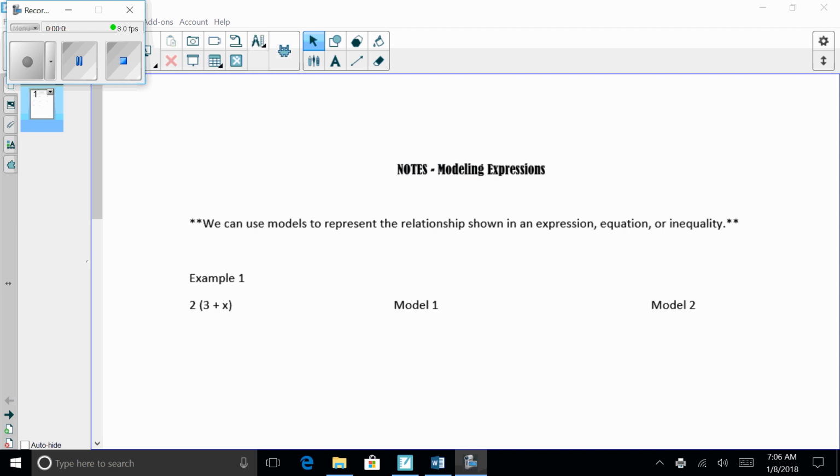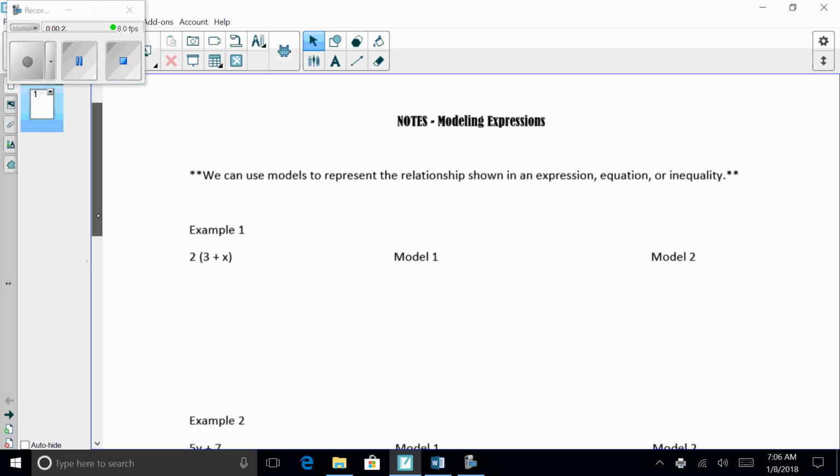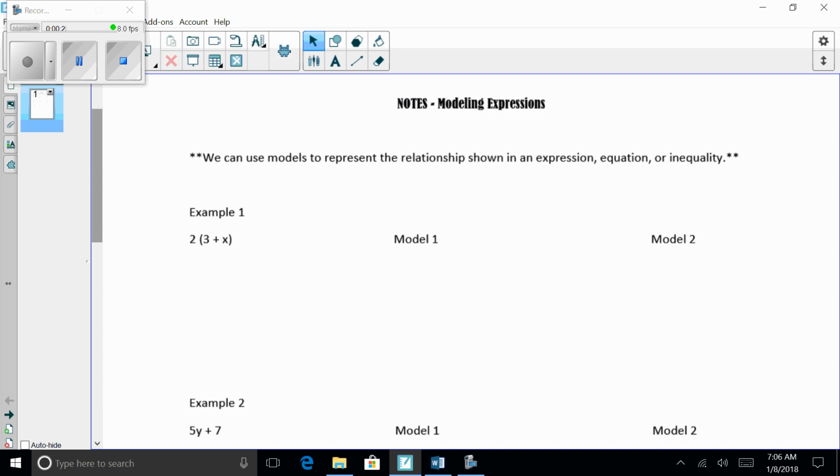So up until this point, we have learned with our properties how to make equivalent expressions, and now I'm going to show you several different models that you could see that represent the answer of one of those properties whenever we find an equivalent piece to it. So it says that we can use models to represent expressions, equations, or inequalities. Okay, so you're going to see a lot of models over the next several days.